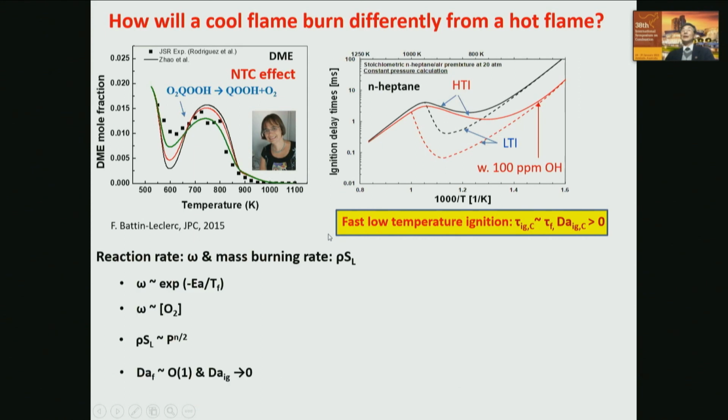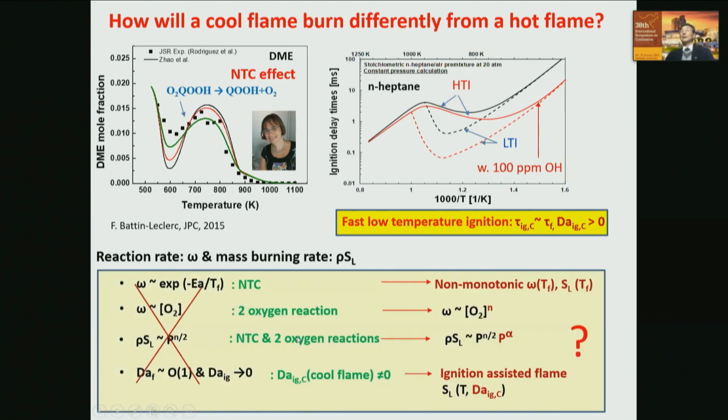So in classical combustion, we know that the reaction rate is proportional to the flame temperature. We know that the reaction rate is proportional to the oxygen at constant temperature. We know that the burning rate is proportional to the pressure to the n divided by 2. And we know that the ignition Damkohler number is almost 0. But now this will not be applicable when you're talking about low temperature combustion.